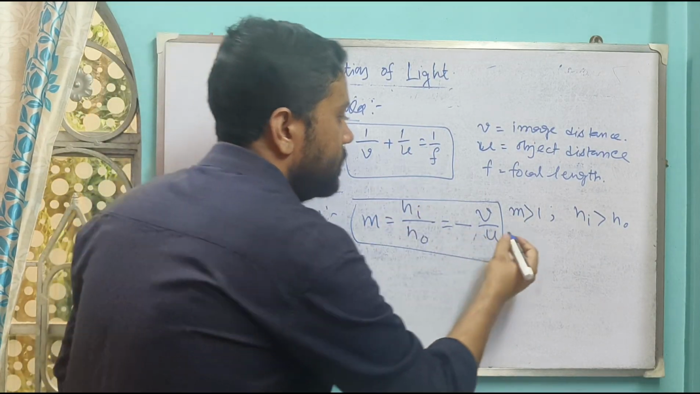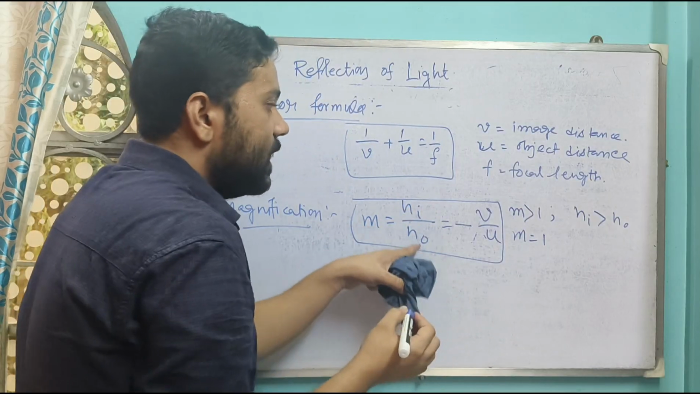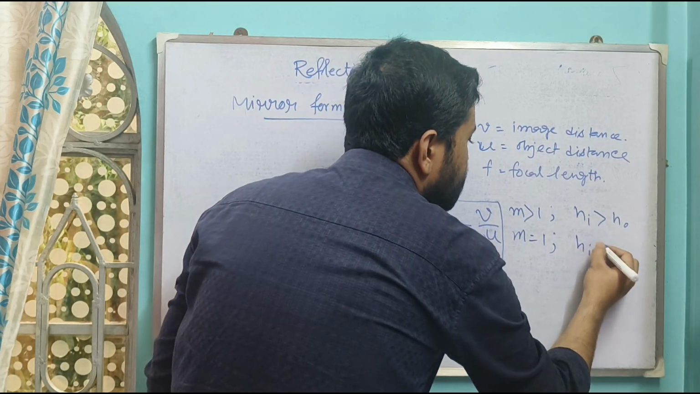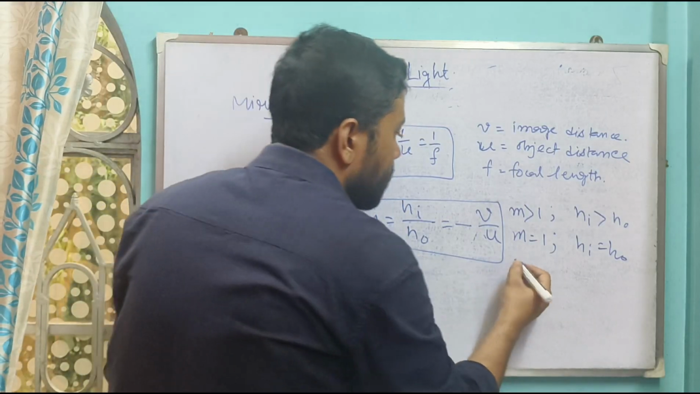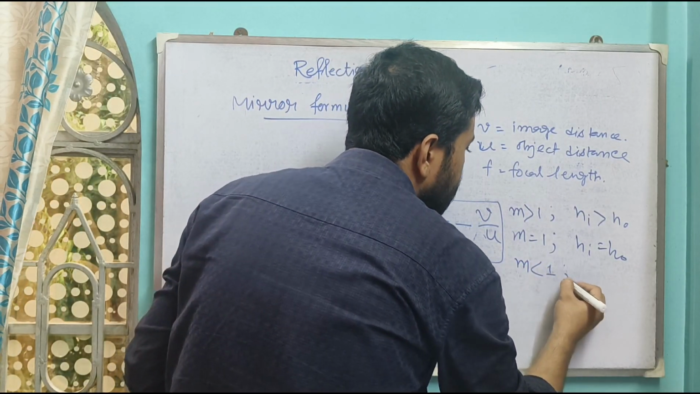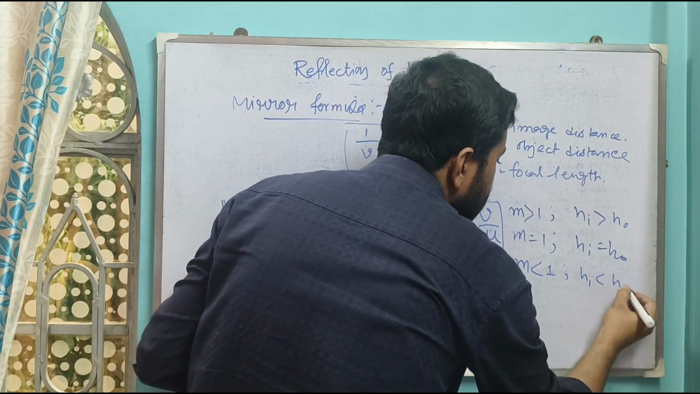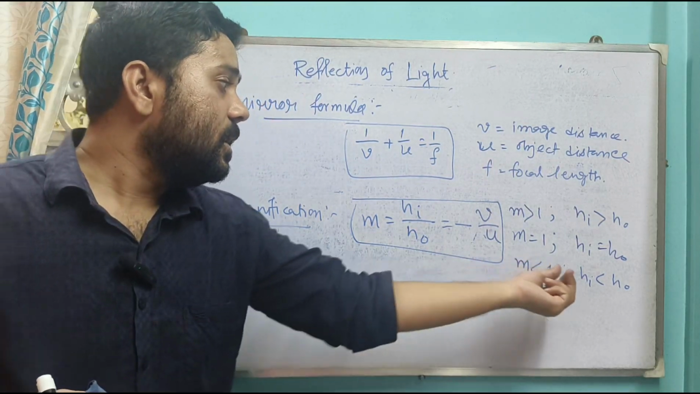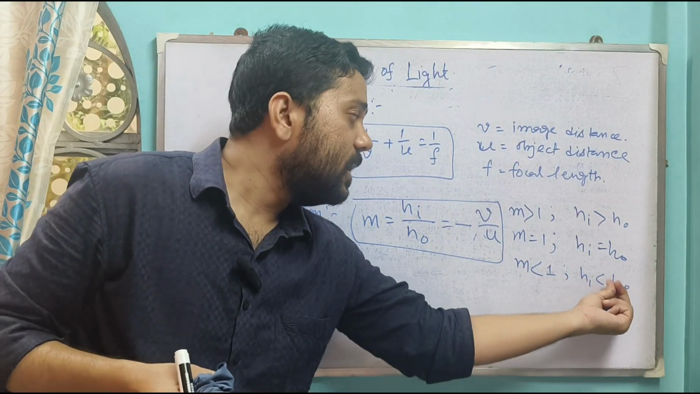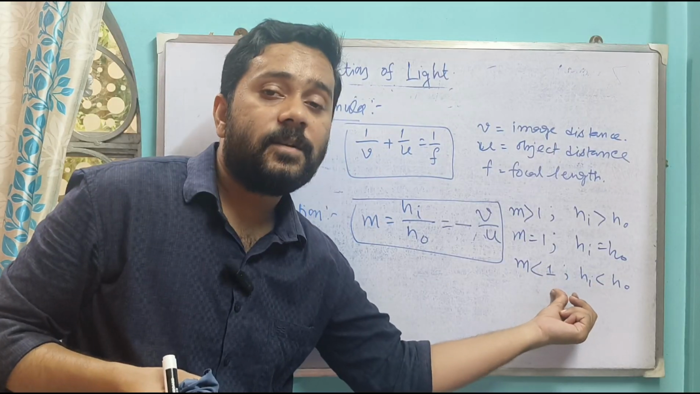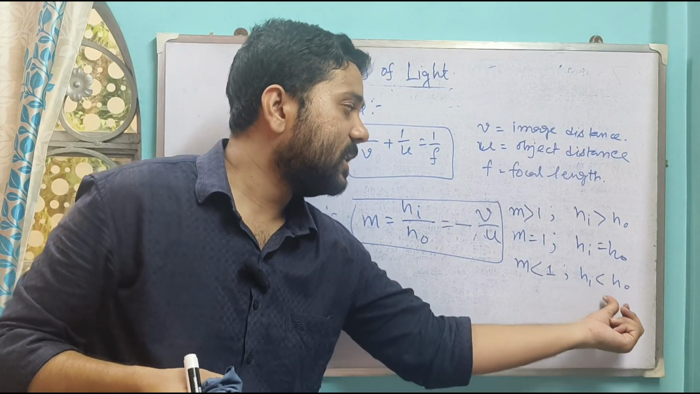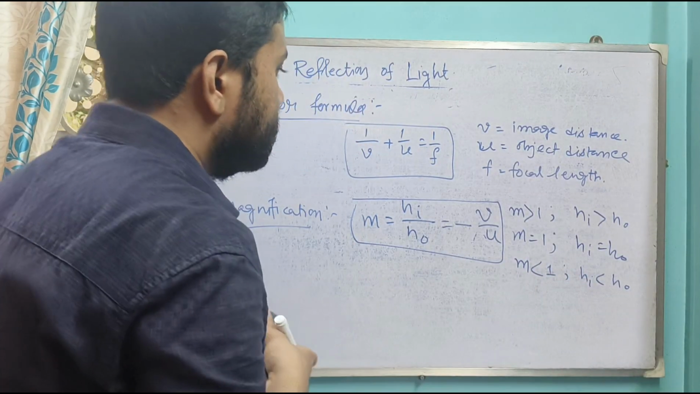If m equals 1, it means hi equals ho. It means we get a same size image. Okay, now if m is less than 1, it means hi is less than ho. It means the height of the image is less than the height of the object. And it means if m is less than 1, we get a smaller size image. Clear? So okay.